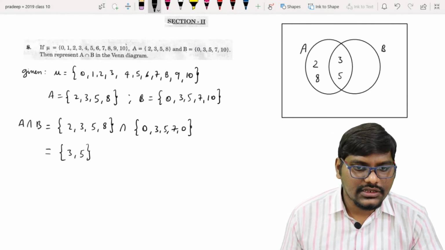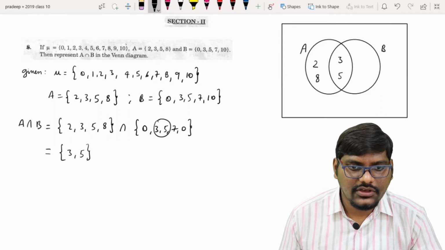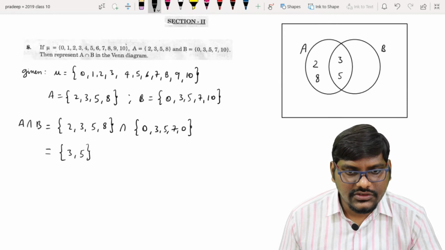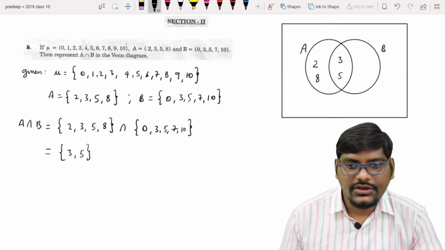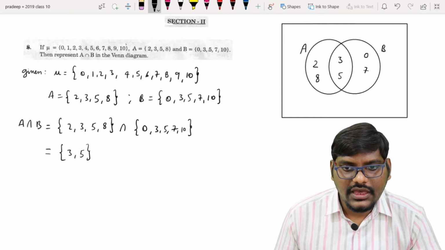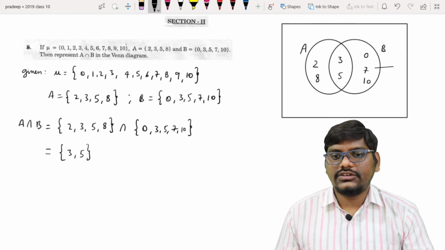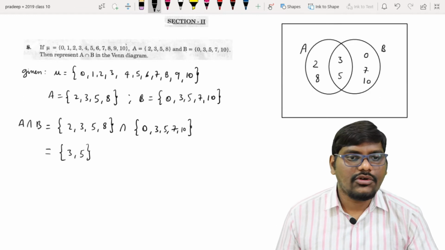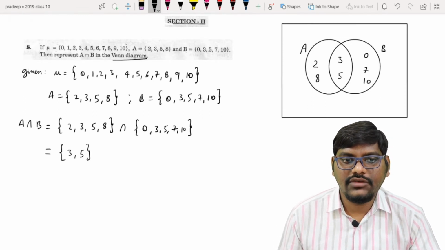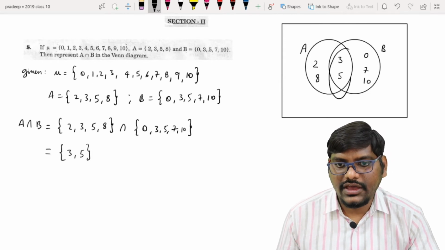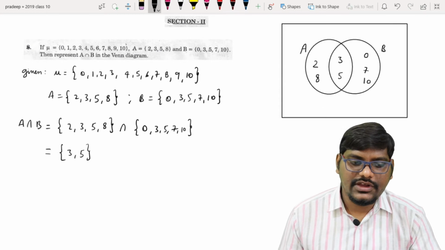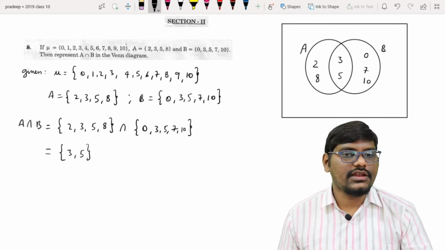And in B, what are the remaining elements? 3 and 5 are gone in the intersection. Remaining are 0, 7 and 10. Alright, so we can write 0, 7 and 10 are the other three elements in B. So as the question asks, they ask us to represent A intersection B in the Venn diagram. So 3 and 5 were the intersection of A and B. So this is the Venn diagram. I hope this is very clear.